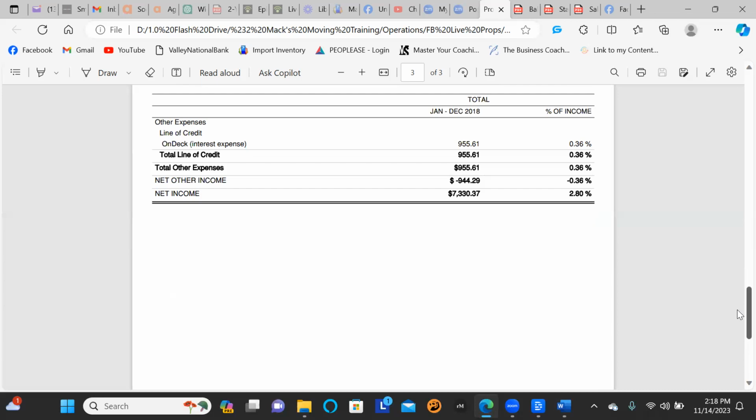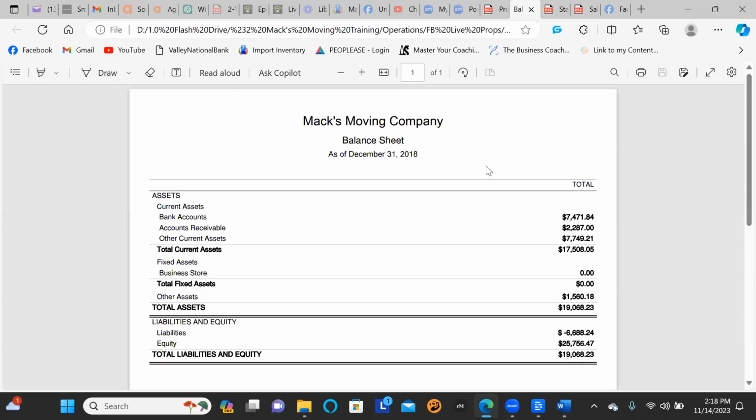So now, again, this is what we had left. Now let's see how it carries over to the balance sheet. And basically on the balance sheet, you're going to have things like your assets, which is going to be what you have in your bank account, what your accounts receivables look like, and then that's going to be your total current assets.